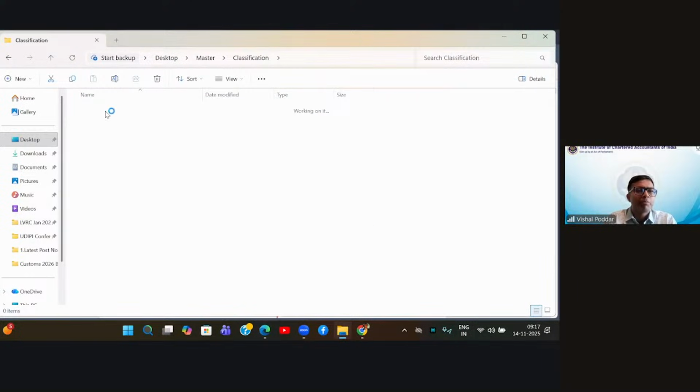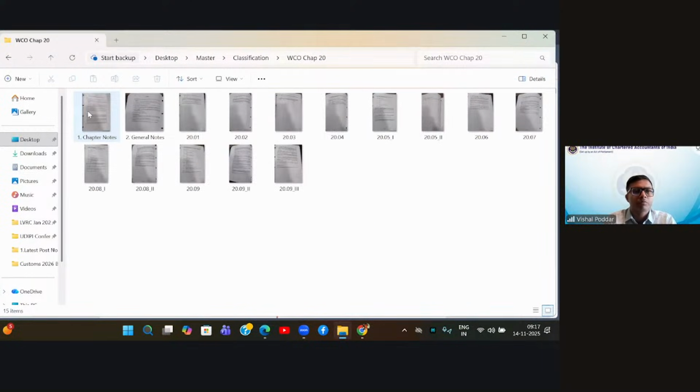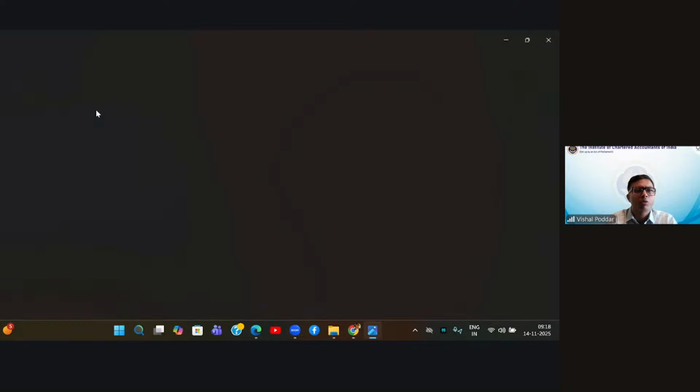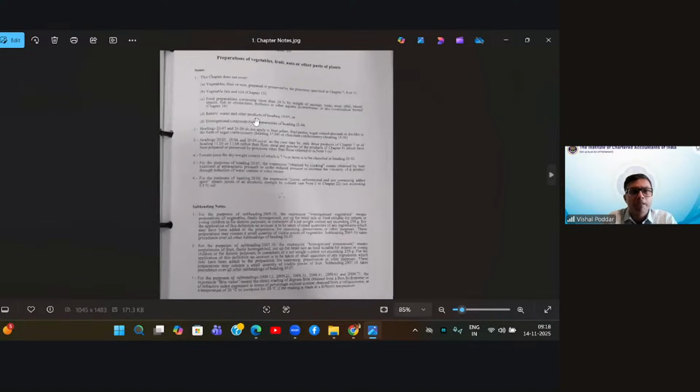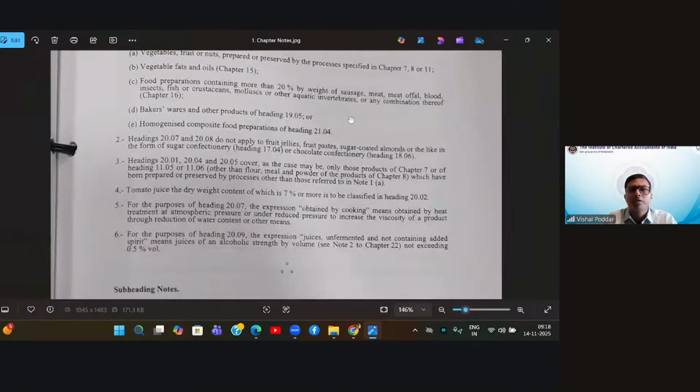So WCO chapter 20. Now this is a book, and it is not available online. It is a physical book, and it is very costly. But since we regularly use this, I have taken just for your understanding some photos so that you can see how it looks. See, again, even in this, one second.